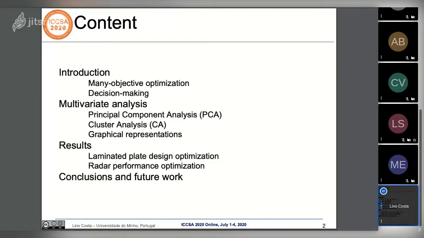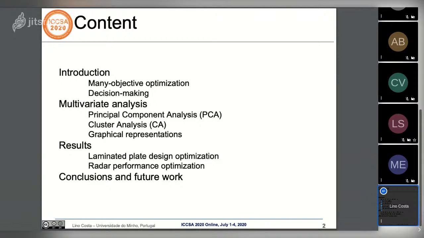First, I would like to show you the outline of my presentation. I will start with a short introduction about many objective optimization problems and the difficulties with the decision-making process in the presence of a large number of objectives. Then I will present the multivariate techniques we have used in the context of multi-objective optimization: principal component analysis, cluster analysis, and also some multivariate graphical representations to show the results of optimization.